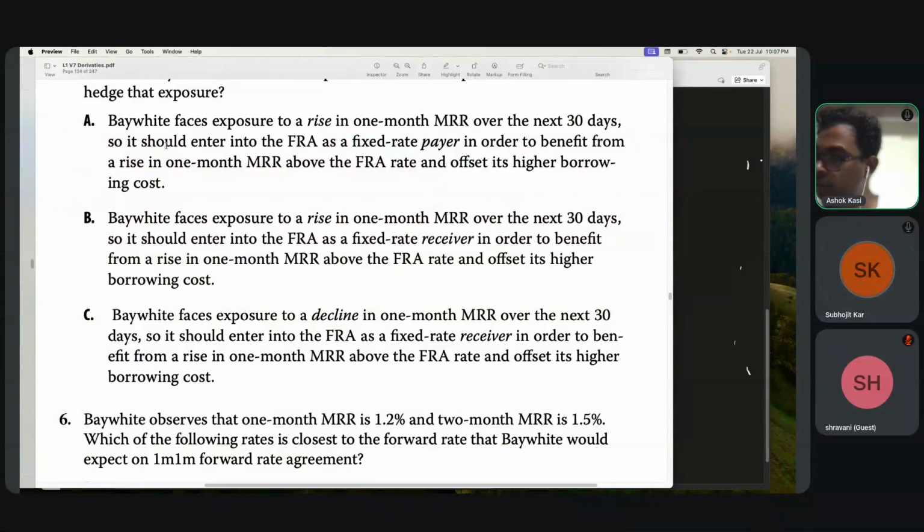It should enter into FRA as the fixed rate payer in order to benefit from the rise in 1 month MRR. I think this sounds better, right? Because if they think that rates are going to rise, they can fix the rate, right? As payer. In order to benefit from a rise in 1 month MRR above the FRR and offset its higher borrowing cost, should enter into a.